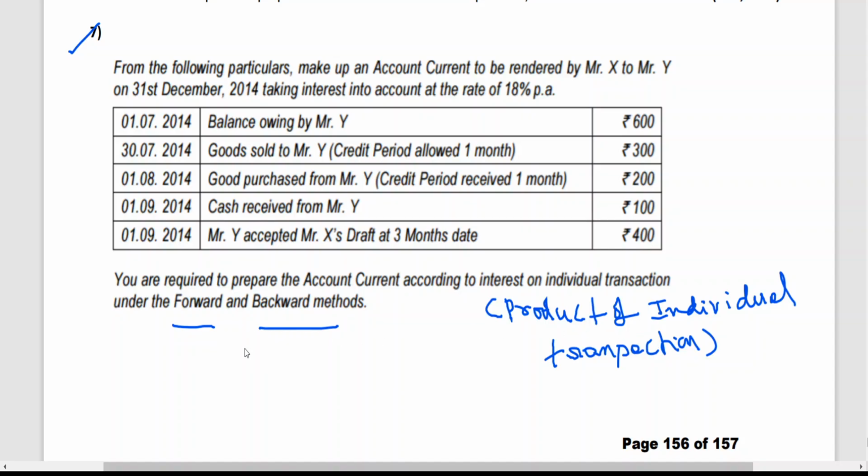So far, the method we have learned is the forward method. I think this is a simple problem and I need not discuss much, since we have been doing it for the last few days. So I will directly take you to drawing the lines. First of all, who is sending the account current? To be rendered by X to Y means Y is in account current with Mr. X. Okay, that we'll write. So we start with the seventh problem.